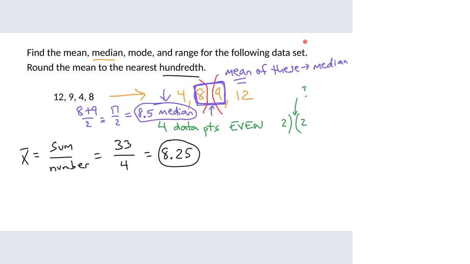Okay, I'll ask you again, what's the mode? I asked you for the mode last time here. What's our mode?